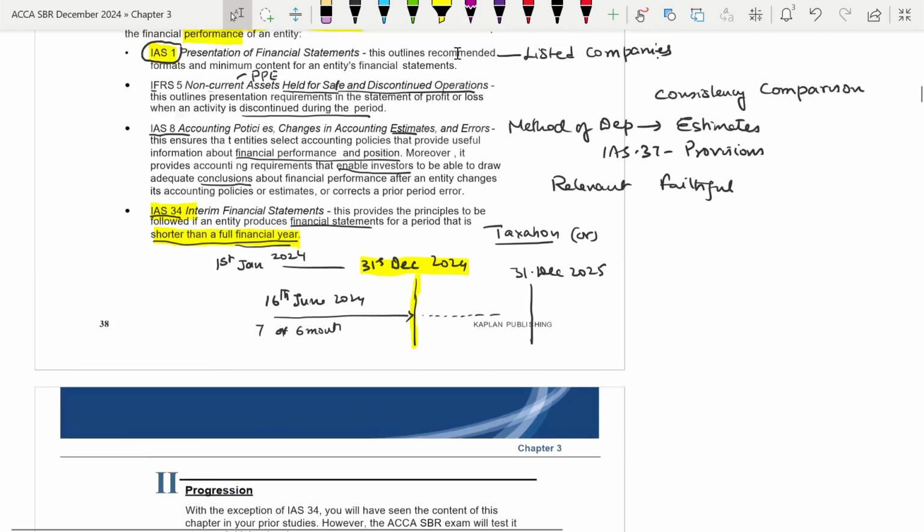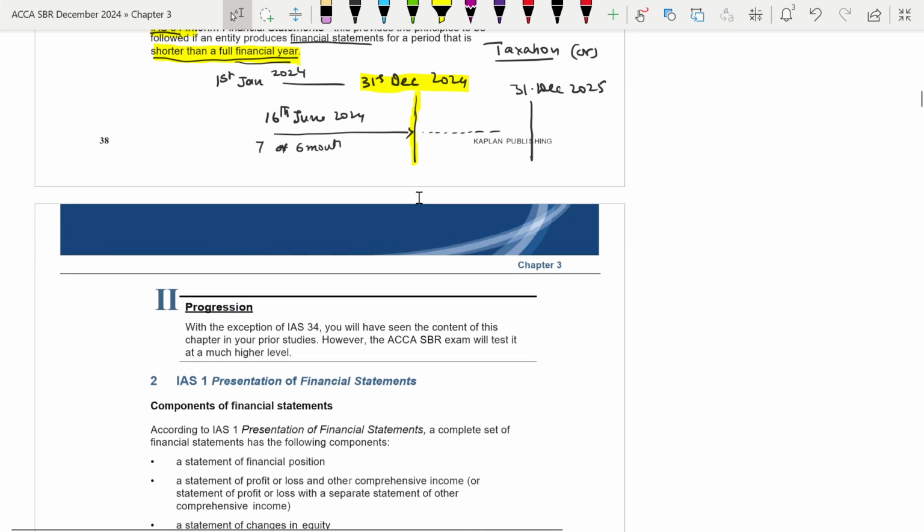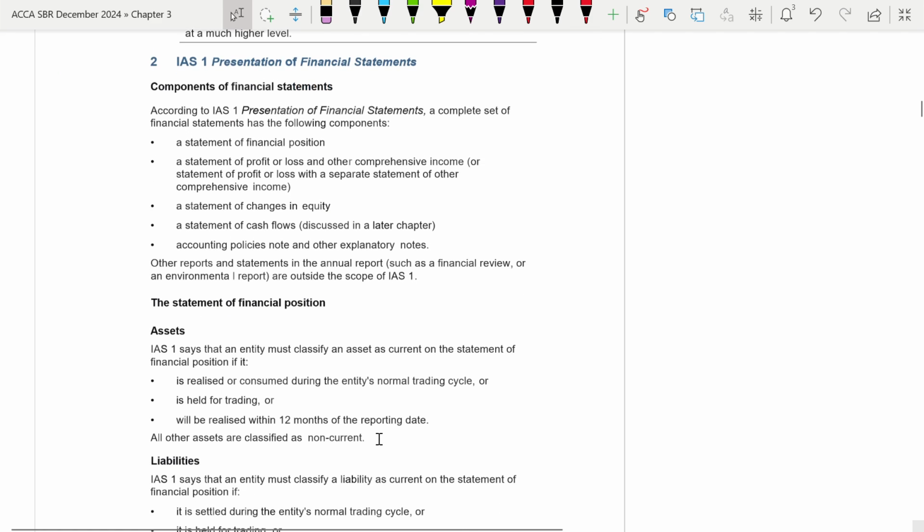Is it clear to you? We are talking in terms of IAS 1, IFRS 5, non-current assets held for sale, IAS 8, accounting policies changes, and subsequently IAS 34. So we will cover all these standards later, right? We will cover the introductory aspects here, subsequently applications in the following chapters. In this chapter, we are covering the core concepts of introduction.